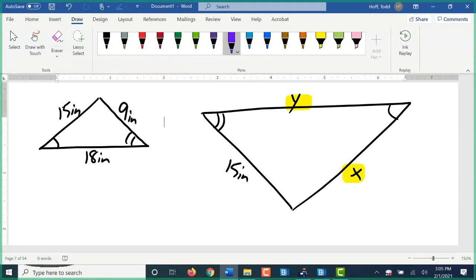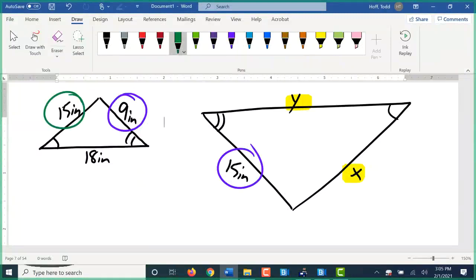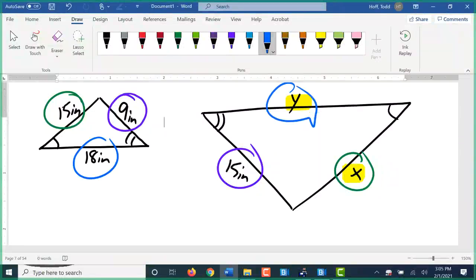We first need to pair up corresponding sides. What side of the other triangle corresponds to the 9 inches? What side corresponds to the 15 inches? X. And what corresponds to the 18? Y. Now we need to find a pair of corresponding sides where we have both numbers. What pair is that? 9 and the 15. Perfect. So we're going to start with that ratio. We know that is our ratio of sides between the figures.